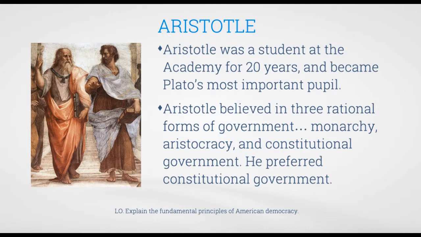Aristotle was a student at the Academy for 20 years and became Plato's most important pupil. Aristotle believed in three rational forms of government: monarchy, aristocracy, and constitutional government. He preferred constitutional government.